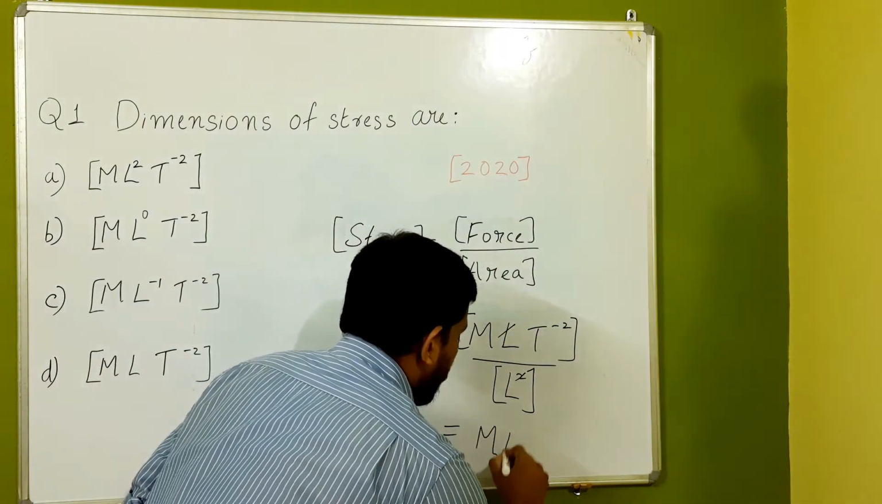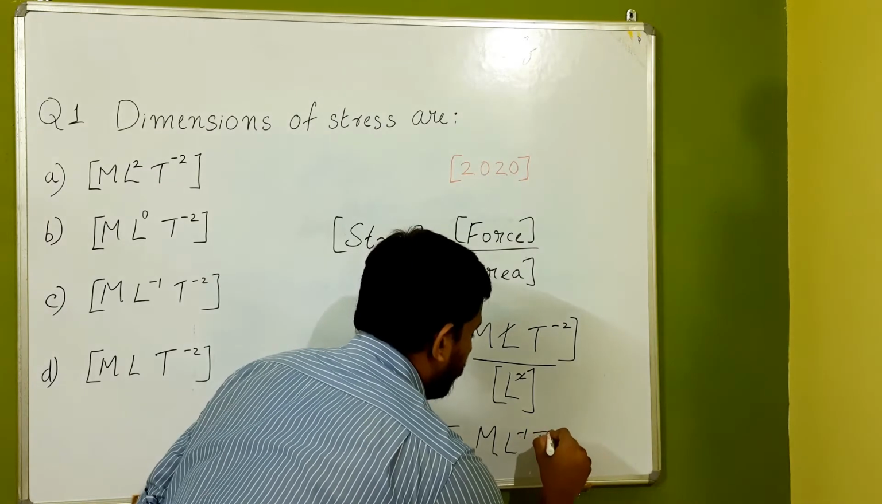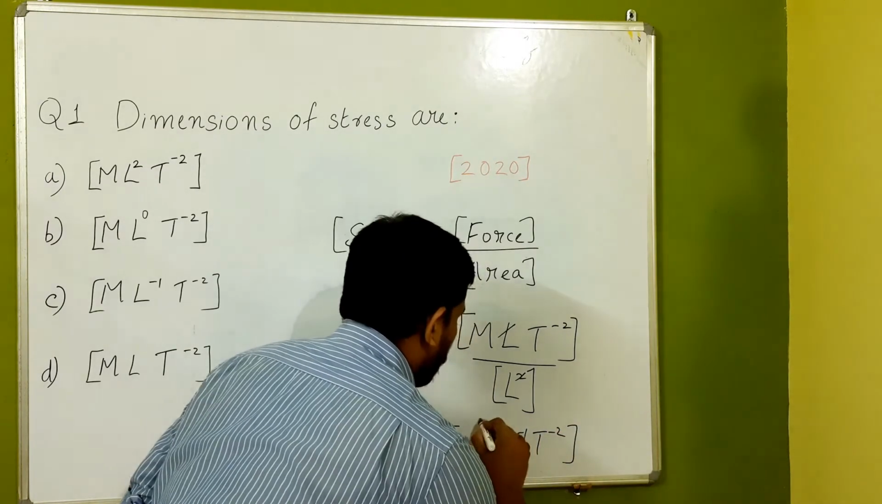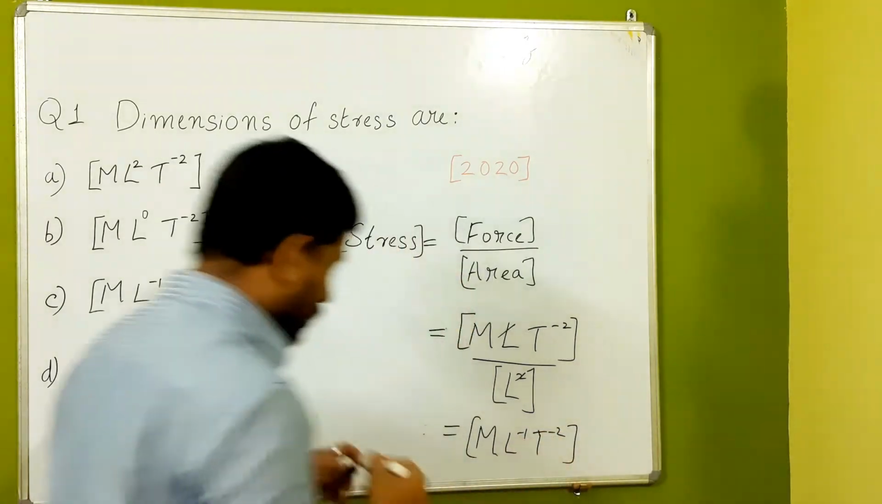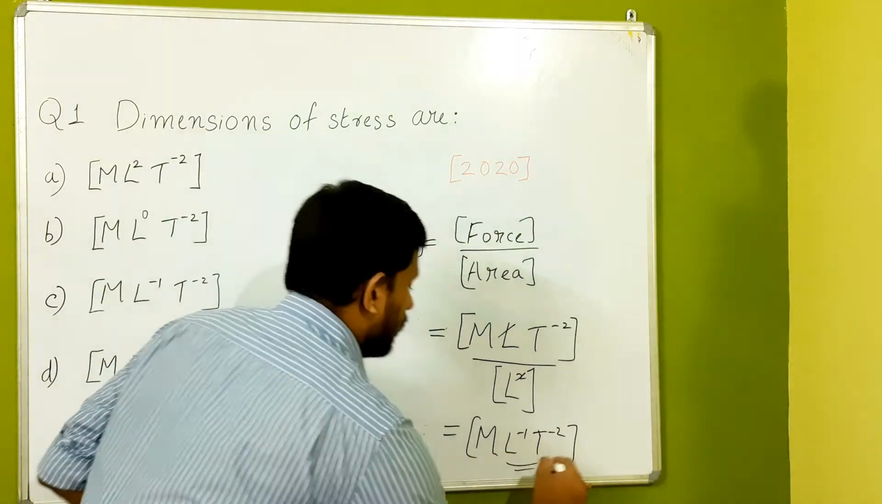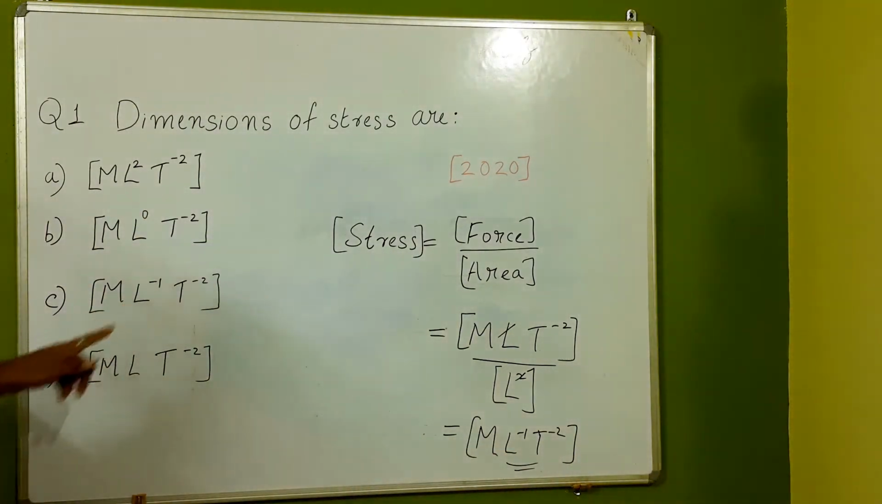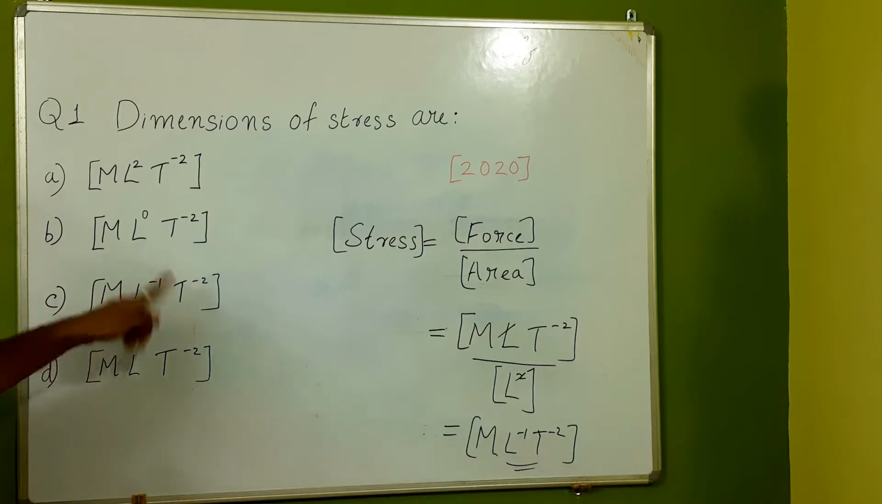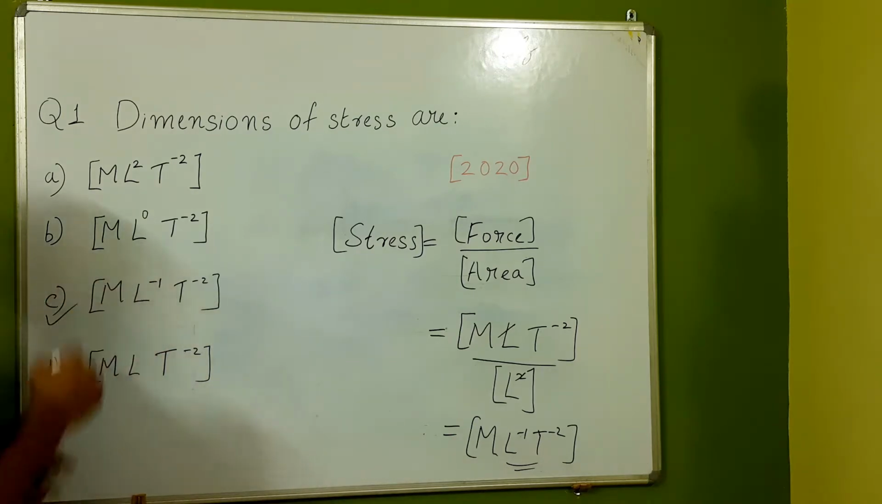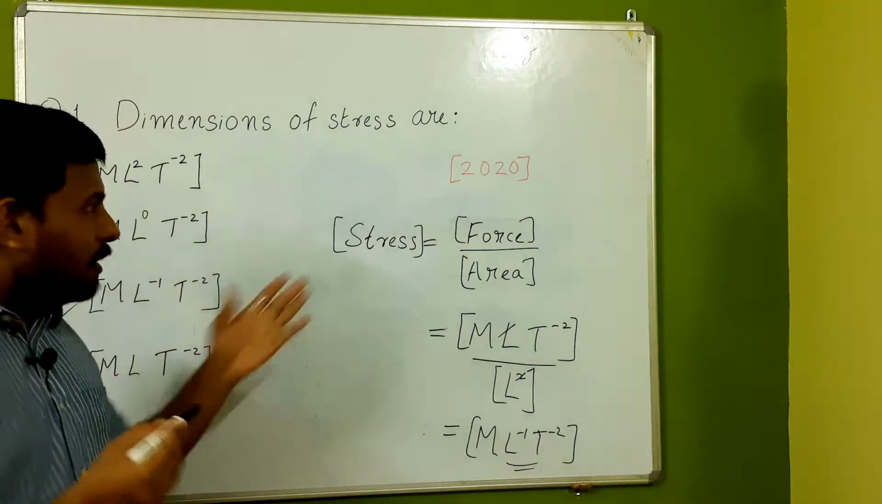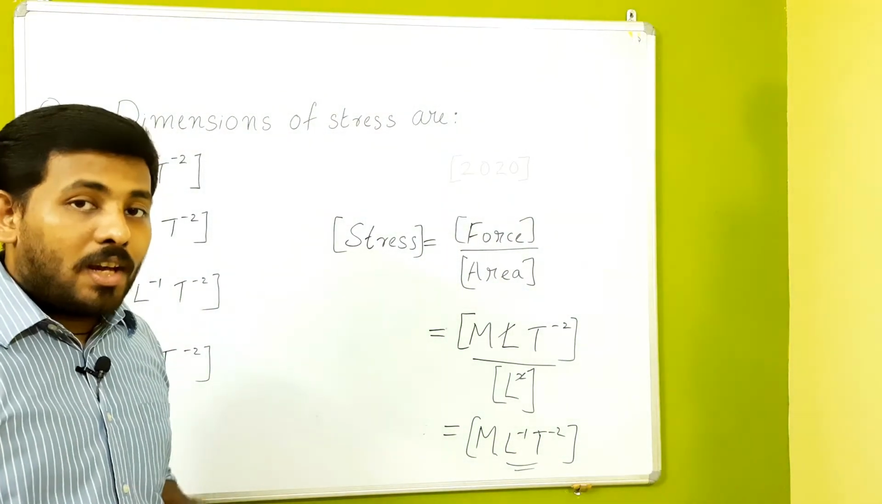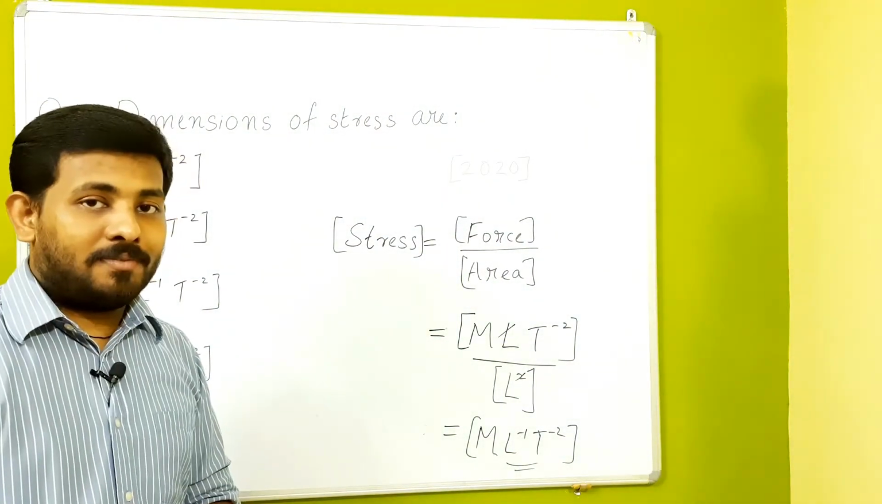This m L raised to minus 1 t raised to minus 2 will be the answer. So the option is m L raised to minus 1 t raised to minus 2. So the option is C. This is a simple question, right? So let's move to the second question.